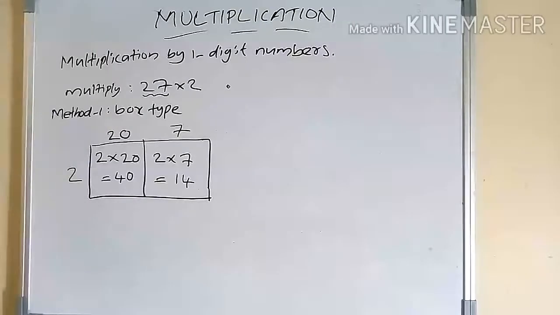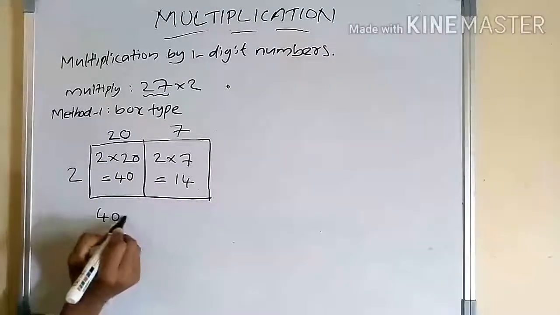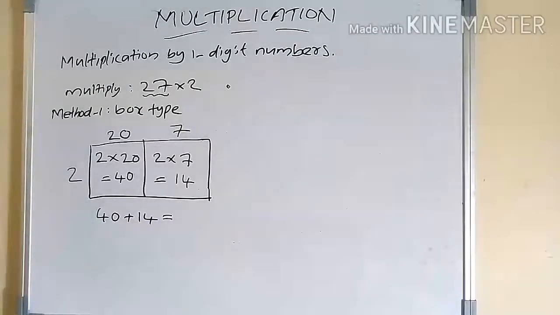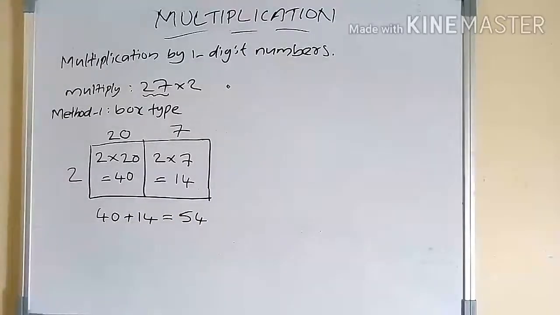Next step is add these two numbers. That is 40 plus 14. What is the answer? 40 plus 14? It is 54. Okay, this is the first method. That is box type method. Next method is column method.